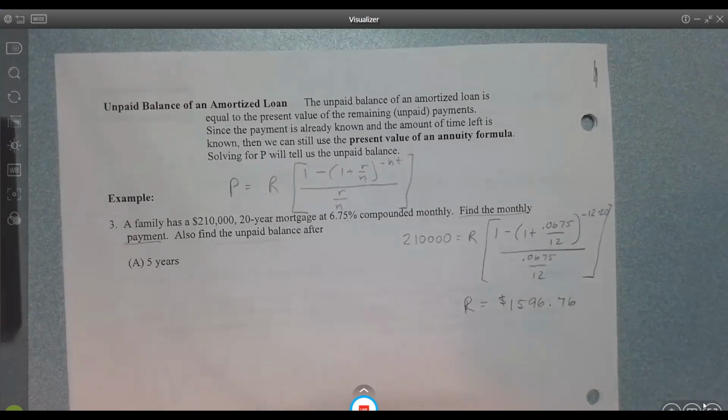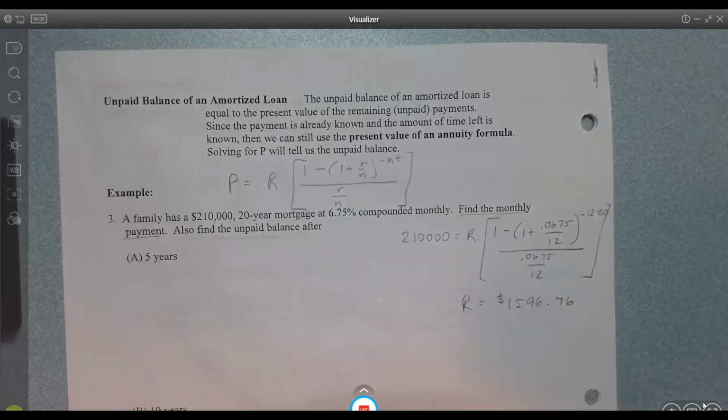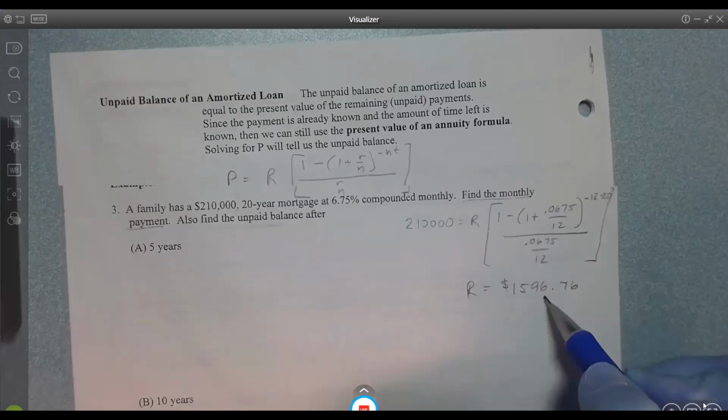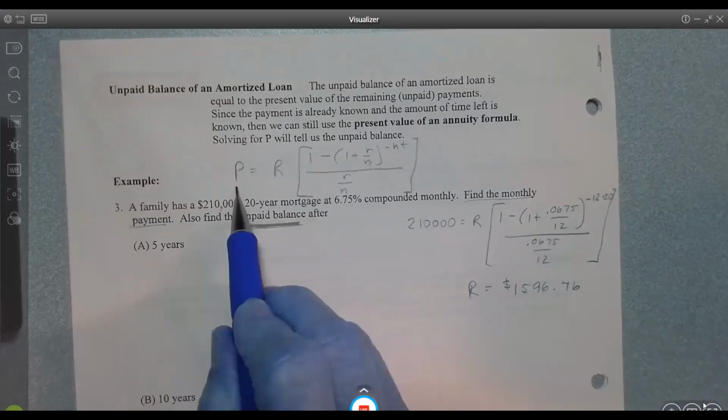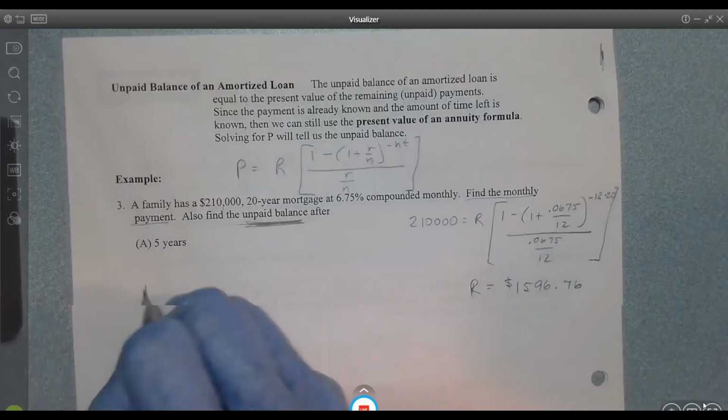So everybody's all right? All right. So let me show you how simple these are. They're not bad at all. We found the monthly payment. We're going to go find the unpaid balance. Well, the unpaid balance is my P value. So let me put down my payment.